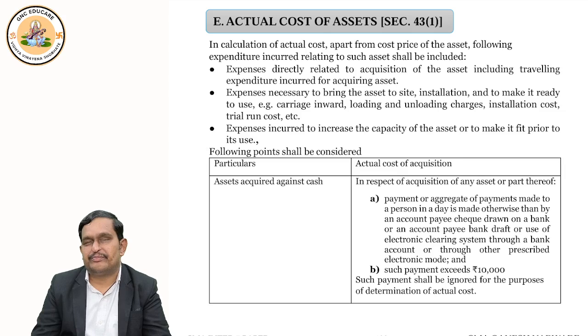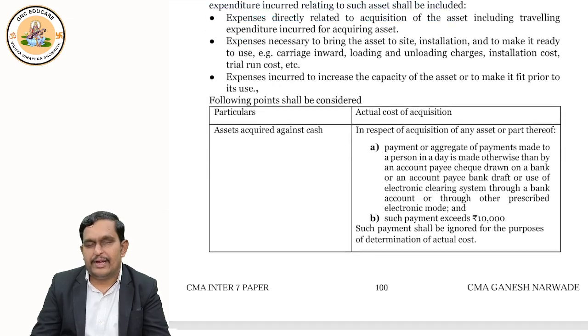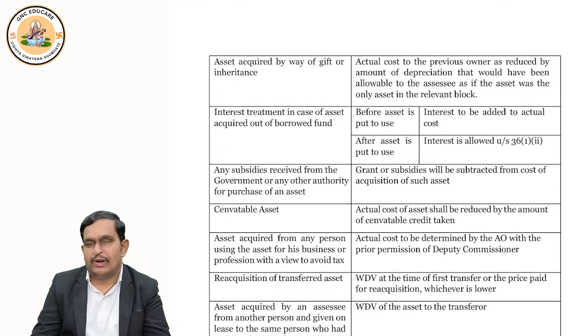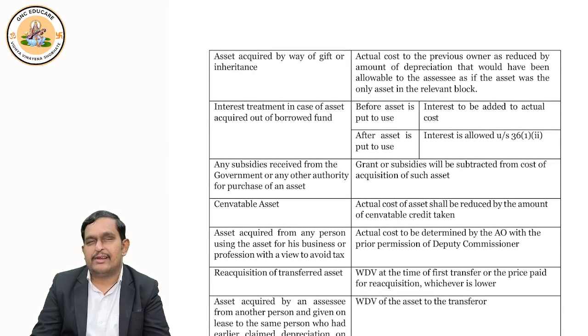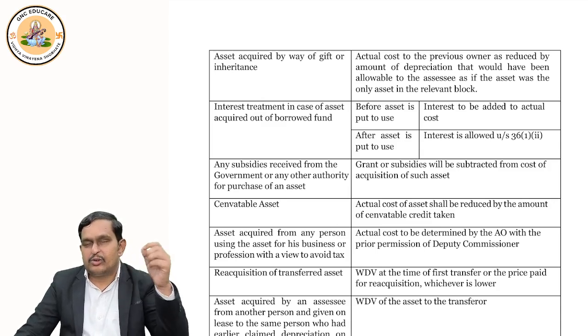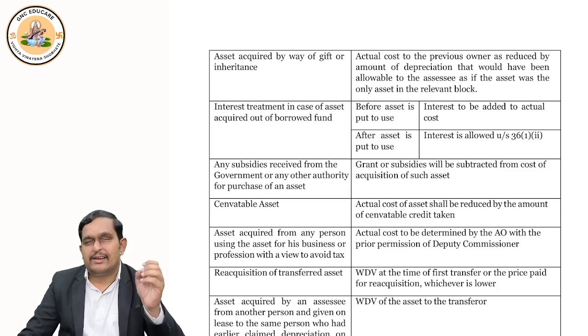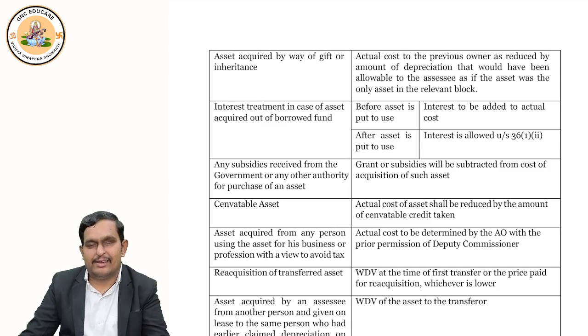Now come to the second point. Suppose, for example, we got some gift, or through a will we got some asset. So what should be the value of the asset? Whenever we get a will, or whenever we get a gift, the asset is already used for so many years. So whatever the cost to the previous owner minus depreciation for so many years, whatever the final WDV comes, that is the cost of the asset for us. You should be able to understand this way.